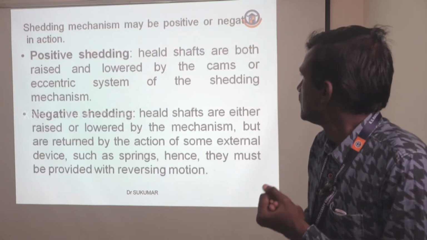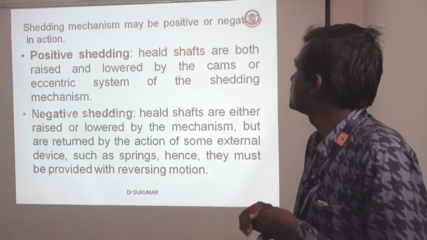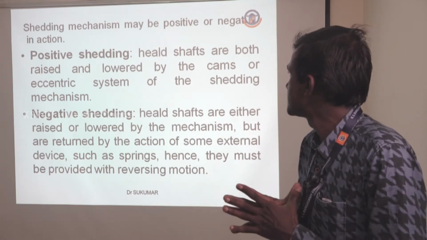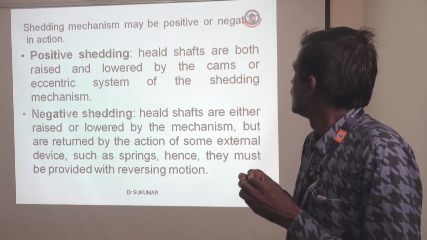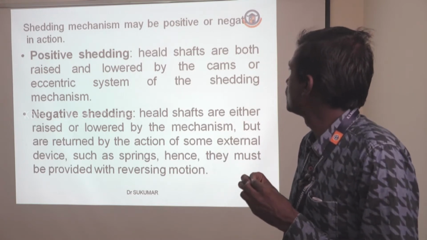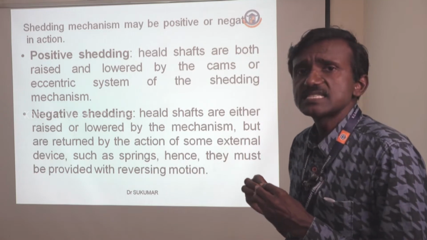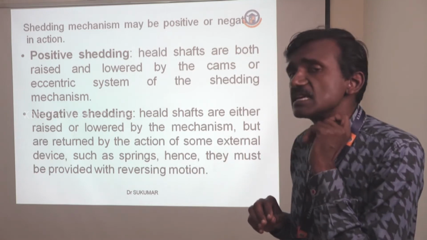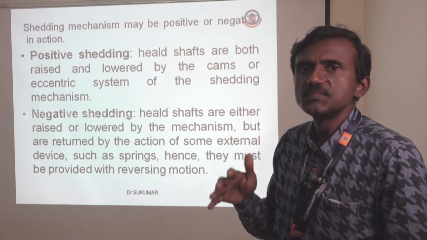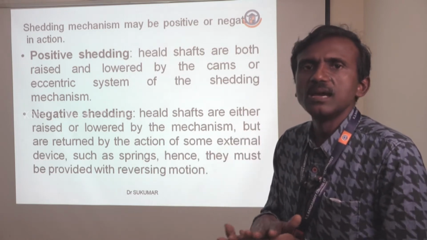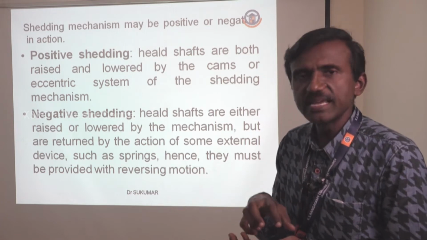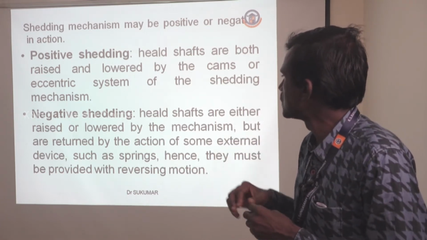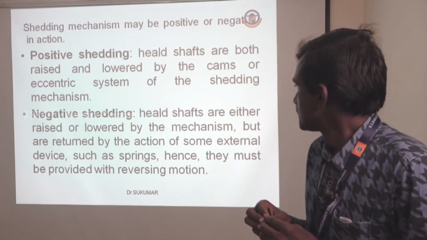The shedding mechanisms may be positive or negative in action. In the positive shedding mechanism, the heald shafts are both raised and lowered with the help of cams or eccentric systems. In negative shedding mechanisms, either the heald shaft is raised or lowered with the help of a mechanical device, and the alternate motion is controlled with the help of springs.